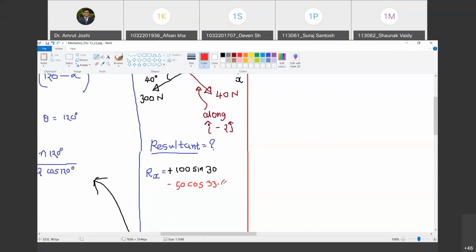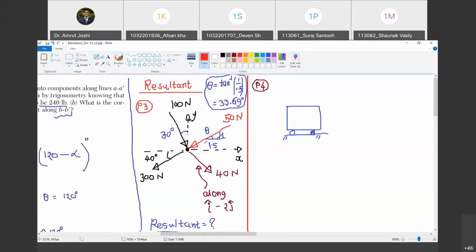Yes, go ahead. Sir, can you please repeat how it came minus? Yes. So this is the force, 50 Newton force. Are you able to see my cursor?